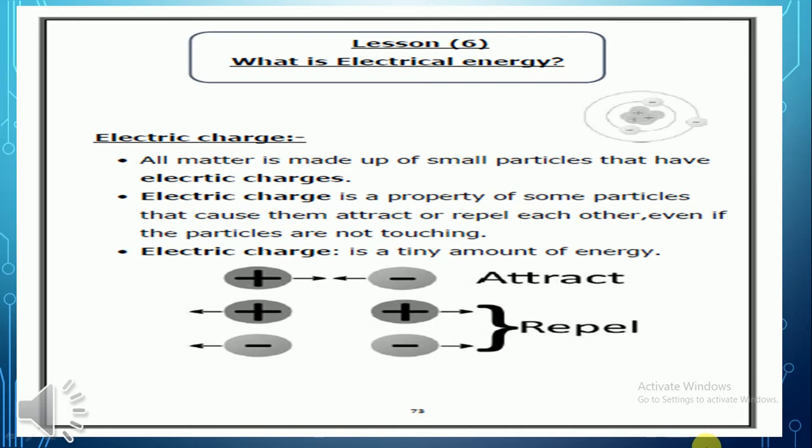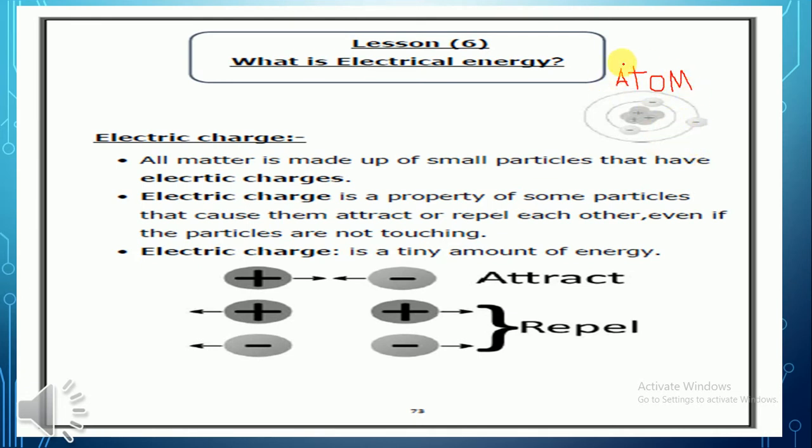Let's now move to page 73. Okay, and this is electric charge. Let's look here. All matter is made up of small particles that have electric charge. So those small particles, guys, we call atom. If you want to know its name, you don't have to copy it now, but I just need you to know it's atom. Again, what is atom? It's this small particle. Small particles, we call it atom.